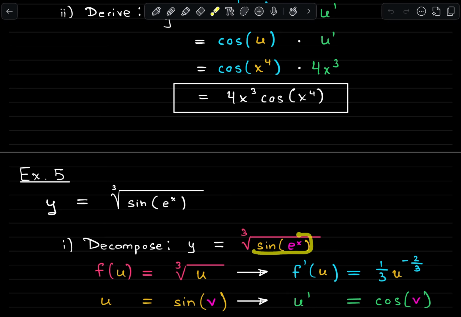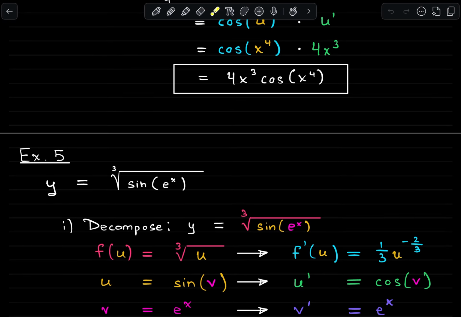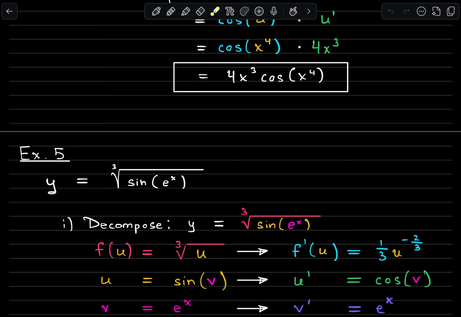Now let's look at the next level. I'm going to say this is sine of v. So that e to the x, we're going to call that v for a second. Let's just pretend it's a single variable. We'll look at that separately in the next line. But for now, u is equal to sine of v. Therefore, u prime is just going to be cosine of v. That's it. So now, in our third line, we consider v as e to the x, meaning v prime, the derivative of v, is just going to be e to the x, as the derivative of e to the x is itself.